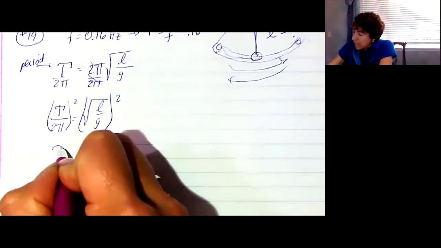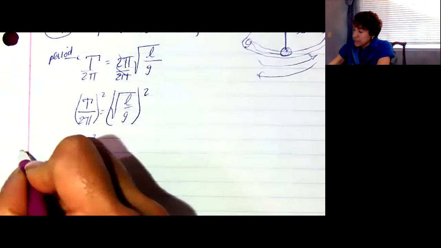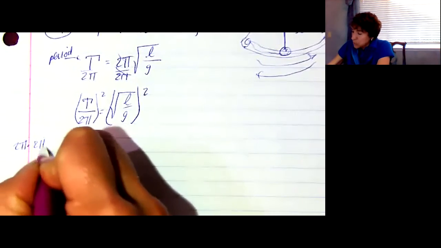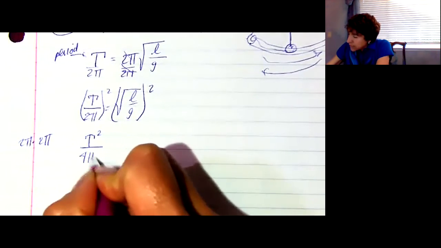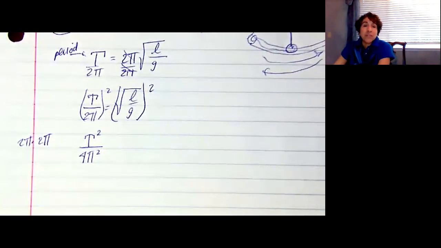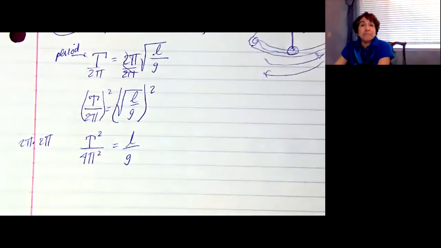So I have tau squared all over 2 pi squared. Well, what is that? 2 pi times 2 pi. Oh, that's 4 pi squared. Okay, 4 pi squared. I didn't want to put that in parentheses. That's 4 pi squared, and that's equal to L over little g.